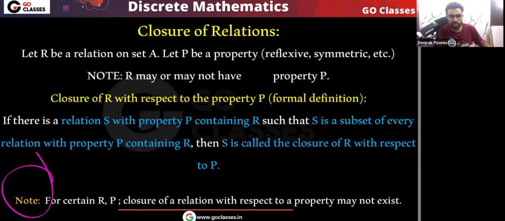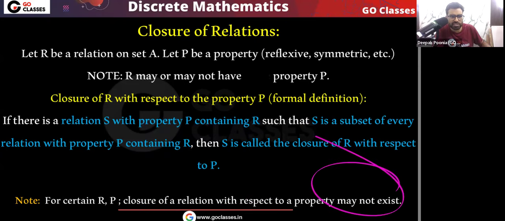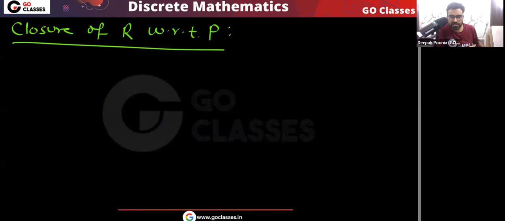And this note you already know, that for certain R, P pairs, for certain relation and property pairs, the closure of the relation with respect to that property may not exist. We have already seen the example. Okay, so I hope you understood this formal definition. If you did not understand, then don't worry, just wait.